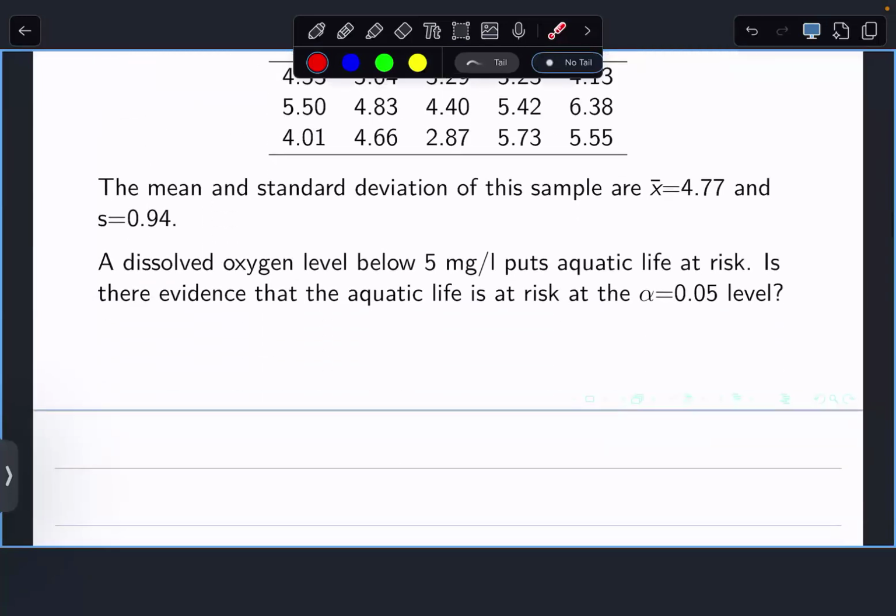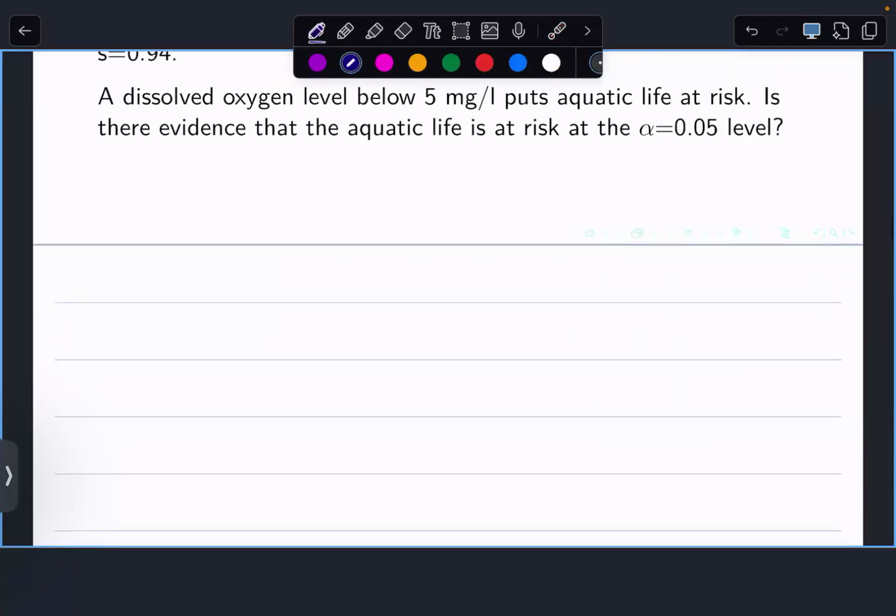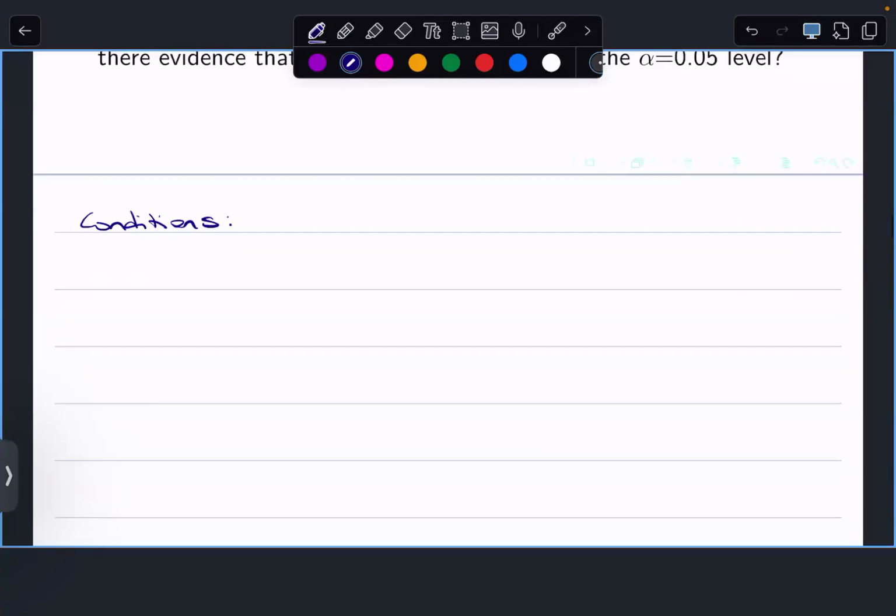Here's the pickle. A dissolved oxygen level below 5 puts aquatic life at risk. That sounds bad, so we don't want that. Is there evidence that the aquatic life is at risk at the alpha equals 0.05 level? Okay, here we go. Let's check our conditions just briefly, because they are brief. The locations were randomly sampled, so that's good.